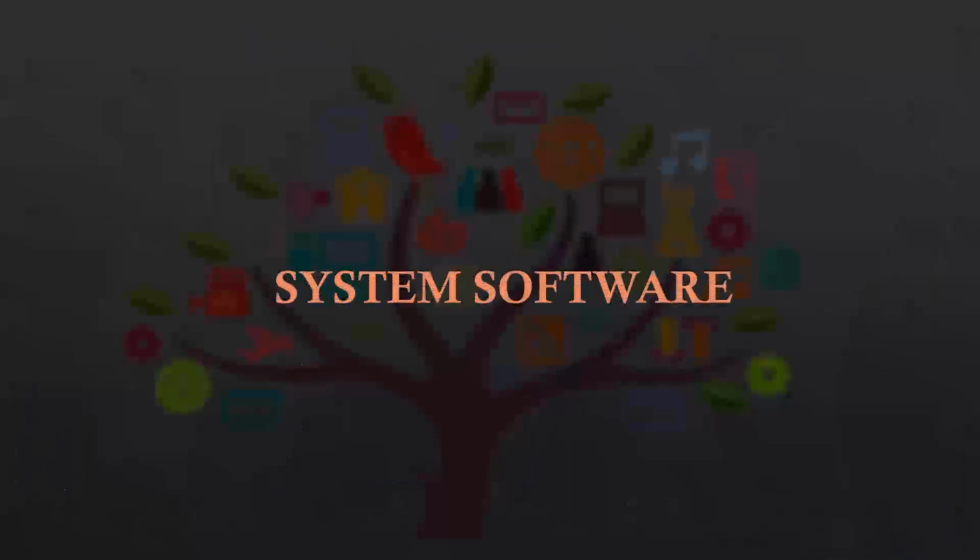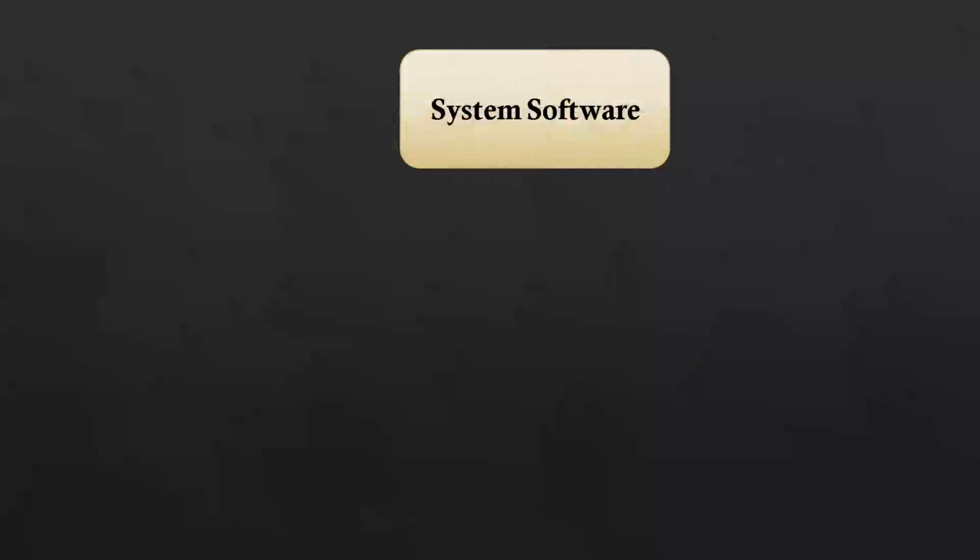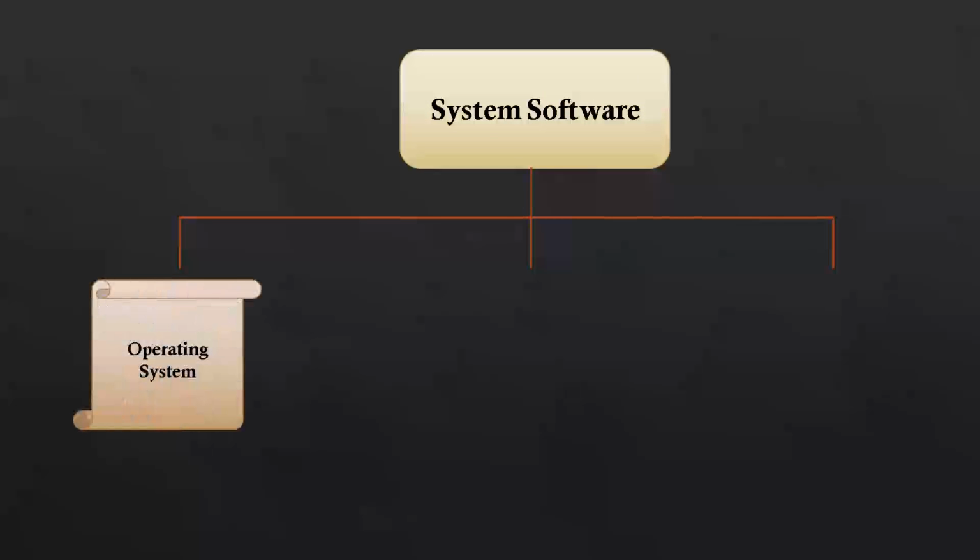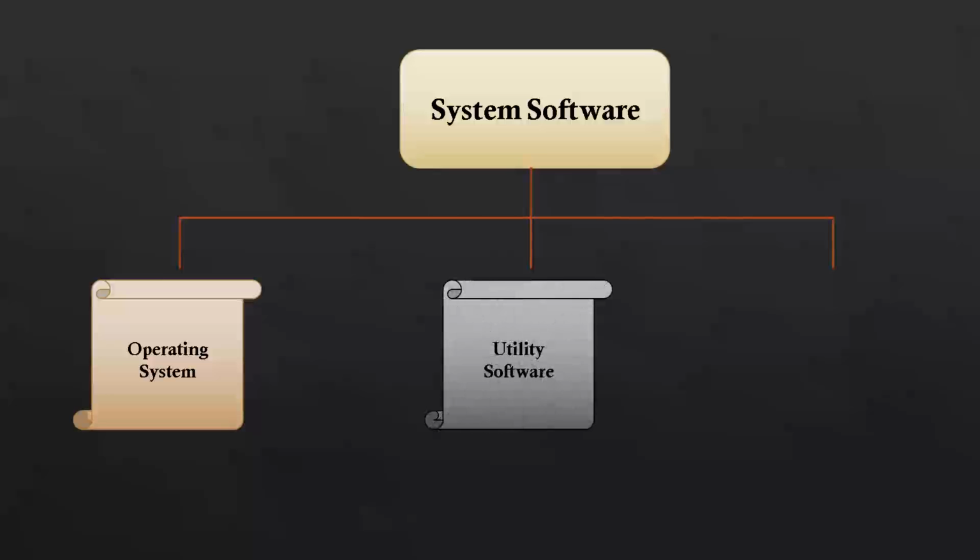Now let's talk about the system software. This software is used to operate and control the computer. Thereby, it acts as an interface between application programs and the computer. Also, system software comes with various categories like operating system, utility software, translators, and so on. The operating system is the most important software program that enables the user to interact with the computer hardware. Without the operating system, the user cannot interact with the computer hardware.